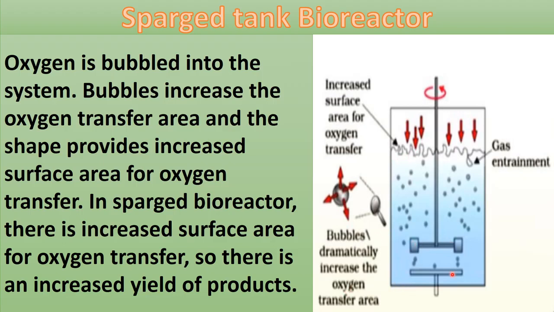Here you can see this is the impeller blade for the stirring. All these inlets for the acid and base, for the motor, for the stirrer, are present here in the sparged tank bioreactor also, but these are not shown in the diagram. We are showing only the advantage, that it has bubbles for increasing the surface area. But all other things which were present in the stirred tank bioreactor, like the motor, acid base inlet, and sterile air inlet, are also present here.